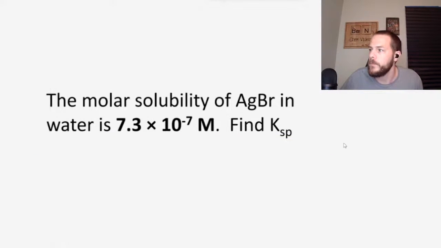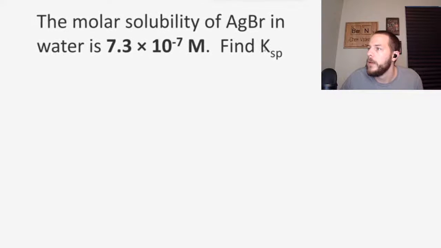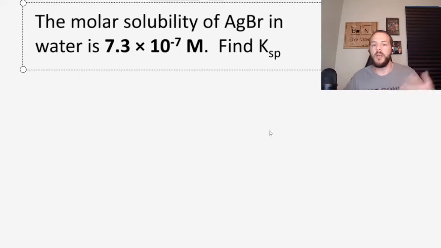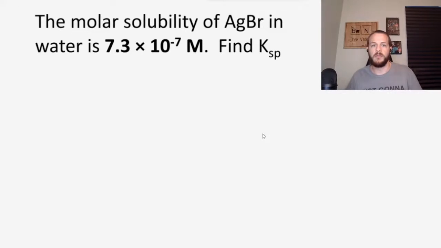Okay, so this problem, we're actually going to go in the opposite direction to what we did before, right? So instead of going from Ksp to molar solubility, we're going to be given molar solubility and calculate the Ksp from that, right? And so this problem says that the molar solubility of silver bromide in water is 7.3 times 10 to the minus 7 molar, and we are asked to find Ksp.